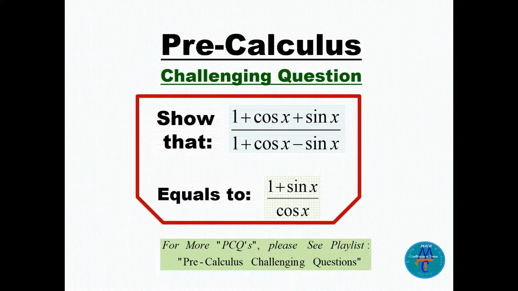This is another pre-calculus challenging question. We have to show that (1 + cos x + sin x) / (1 + cos x - sin x) equals (1 + sin x) / cos x. This is really challenging. We have to show this expression is equal to that simple expression.